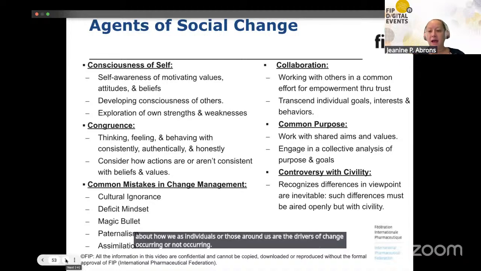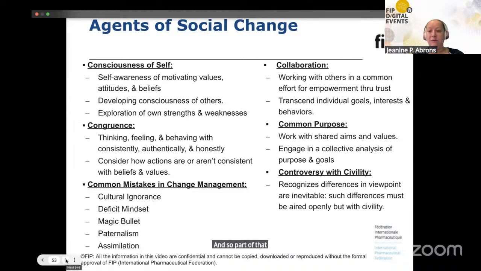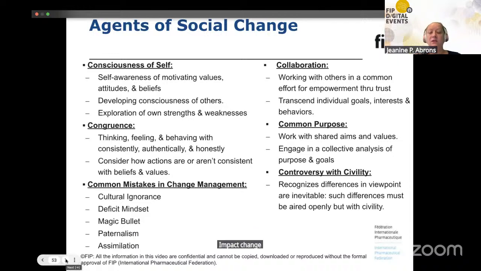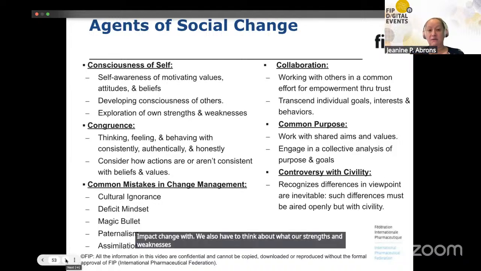Part of that process is, if we are going to be influential to others, we have to work to be conscious of ourselves. We have to think about how we are motivated and how that is similar or different from those around us. We need to think about whether we have different beliefs or similar beliefs to those individuals that we are trying to impact change with. We also have to think about what our strengths and weaknesses are for being an influencer.